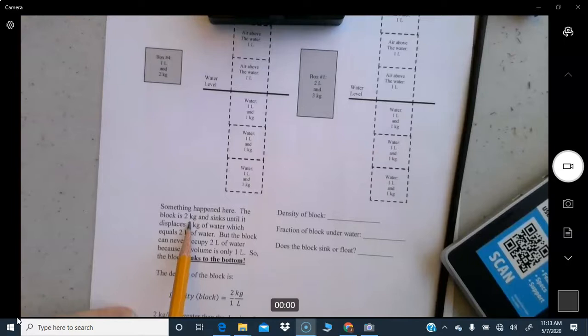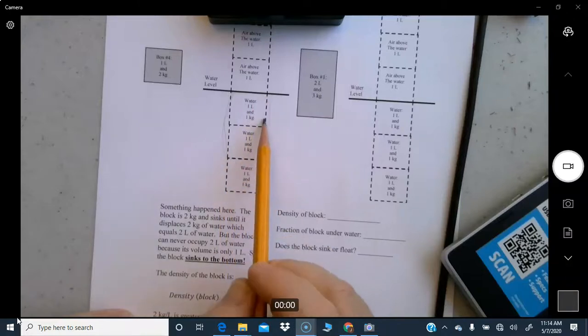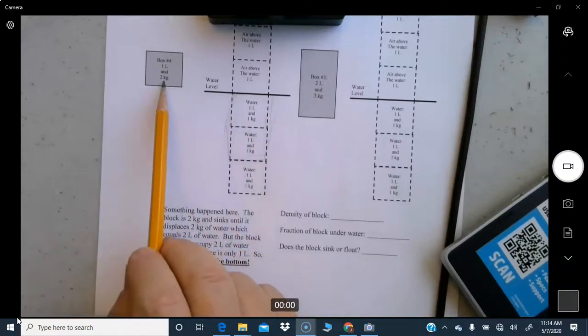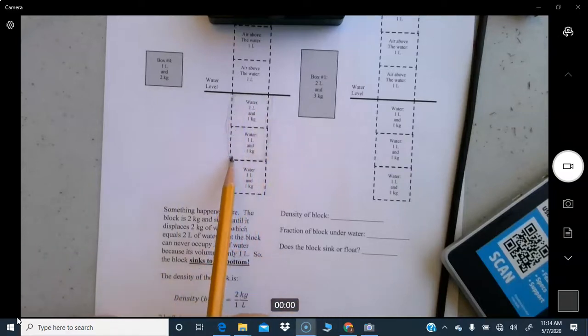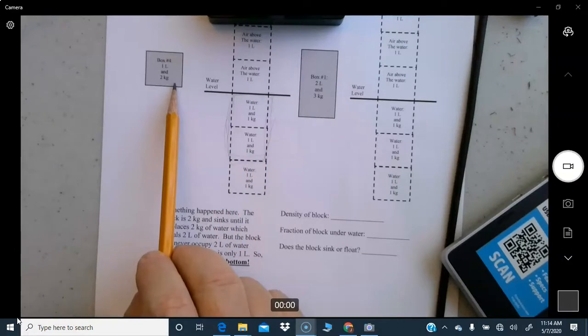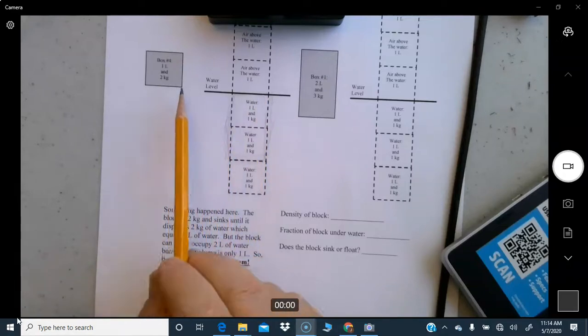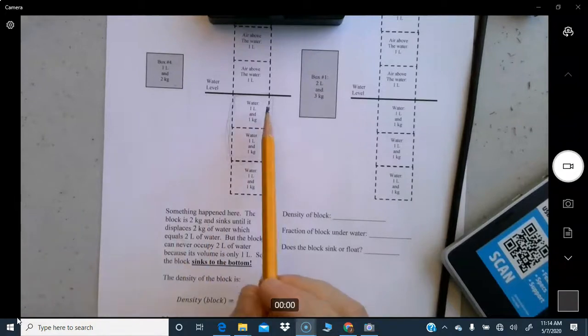The block is 2 kilograms and sinks until it displaces 2 kilograms of water. So that means it would have to sink until it displaced this much water, because 2 boxes of water is 2 kilograms. So the block is 2 kilograms and sinks until it displaces 2 kilograms of water, which equals 2 liters of water, this much. But the block can never occupy 2 liters of water because its volume is only 1 liter. So if it's going to sink until it occupies 2 kilograms, it would be this much. And that's 2 liters of water. But look, the box isn't 2 liters big. It's only 1 liter big. You're not going to put it in the water and have it suddenly grow. It's going to stay whatever size it is. So what does that mean?